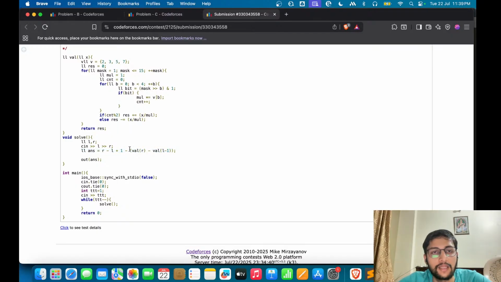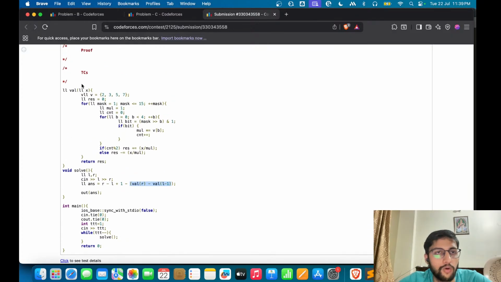I'm basically subtracting the bad numbers from this range, so that will be my answer. Now let me walk you through the val function that will give you the count of bad numbers in x from 1 to x. So I'm just creating an array of prime factors 2, 3, 5, 7, and I'm creating a result. This result will represent the number of bad numbers in 1 to x.